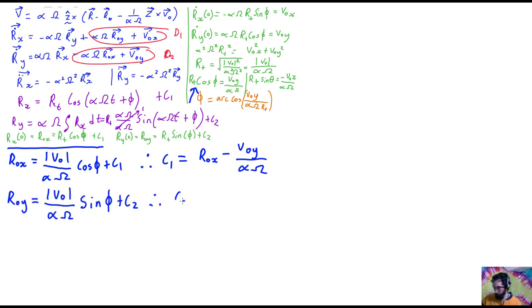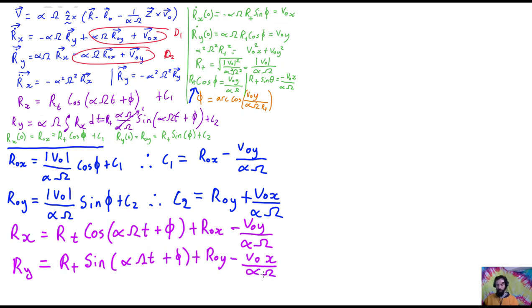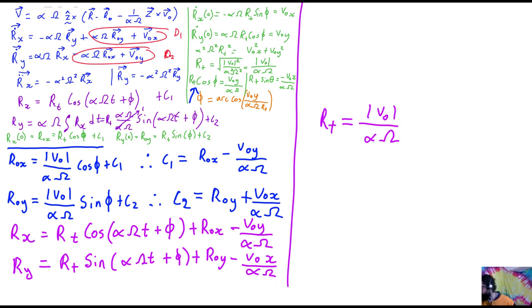Okay, and now we can do the same for y. Okay, and so now we have C1 and C2. So finally, we can write out our equations in full. Okay, and we've written up the full trajectory there. Now, just a few key things to note. RT, or the radius of the circle, is the magnitude of V0 over alpha omega.